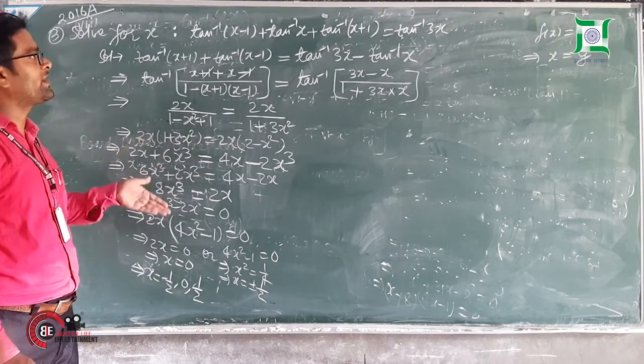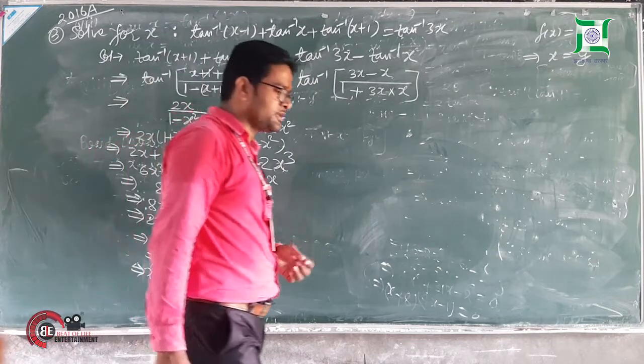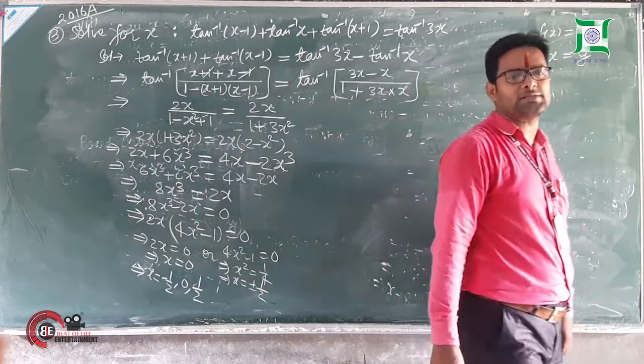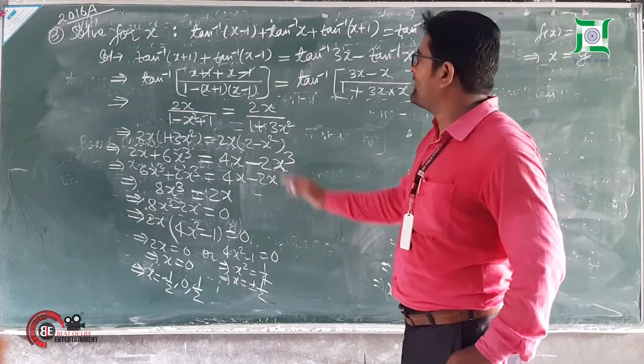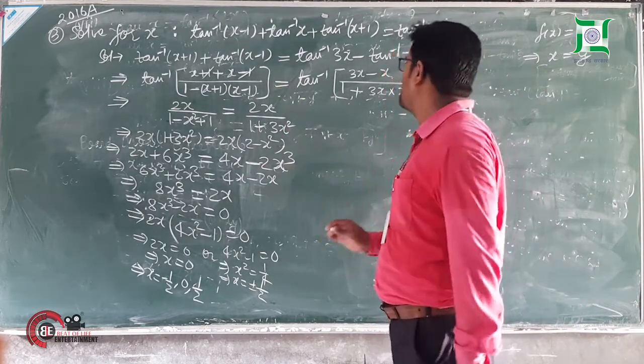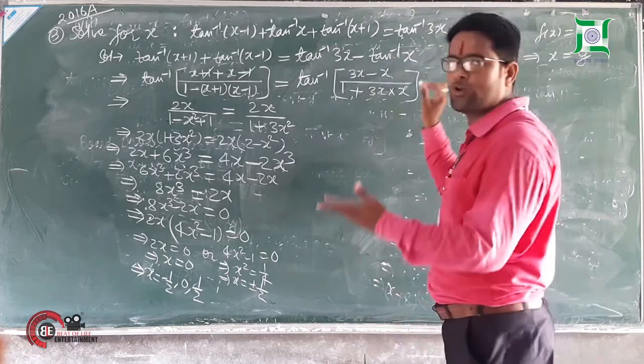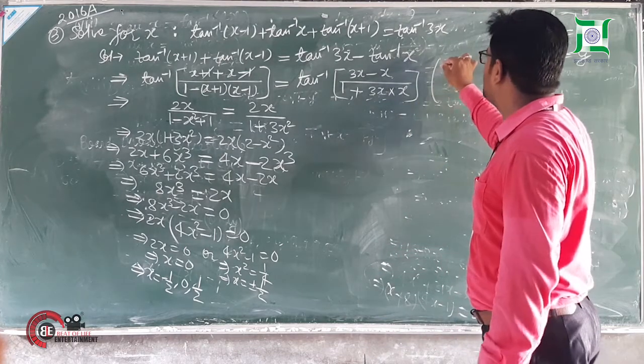This is your final answer. This type of question in the exam generally comes for 4 marks. So do not leave any single step, and wherever required, write the formula. Here also you can write the formula, which formula you have applied. What will you write here?